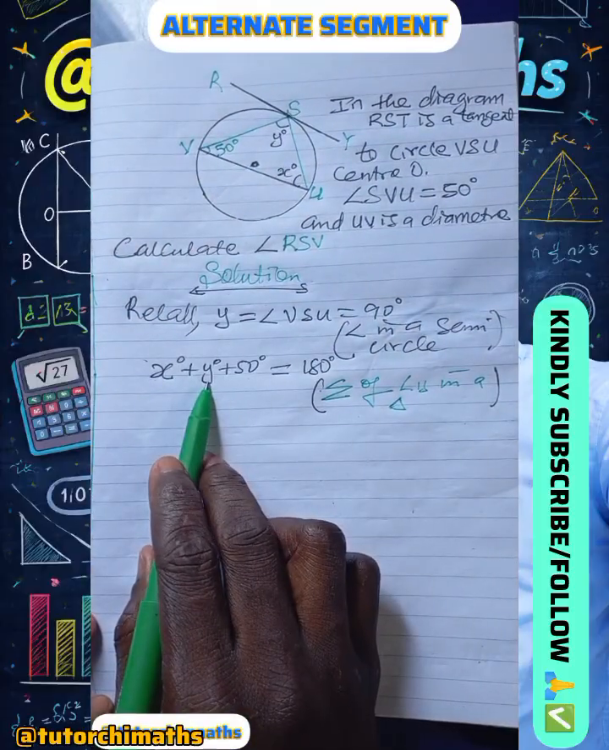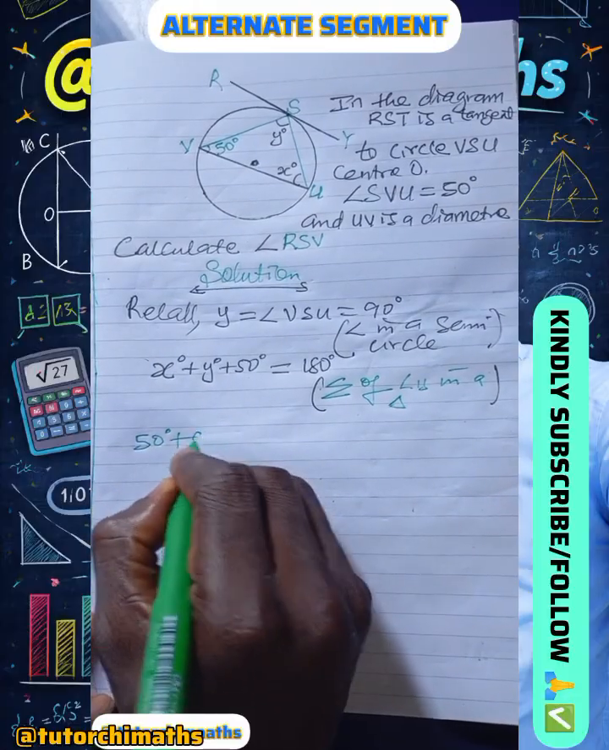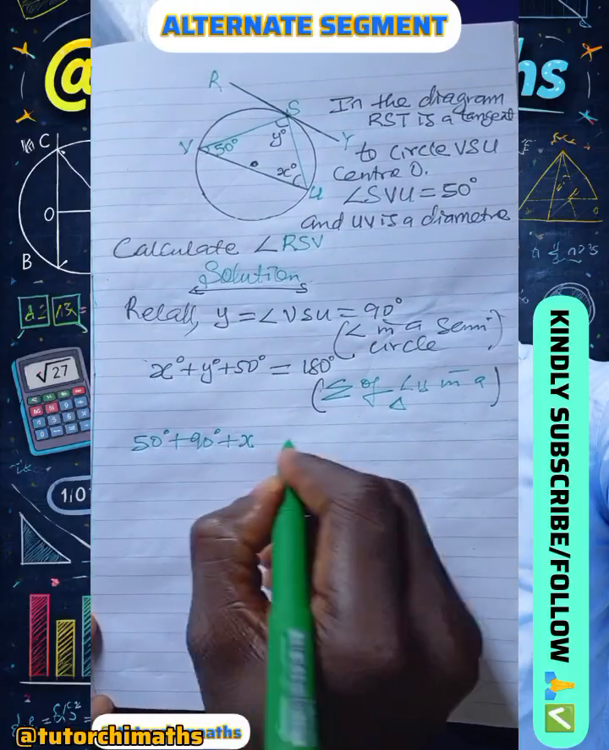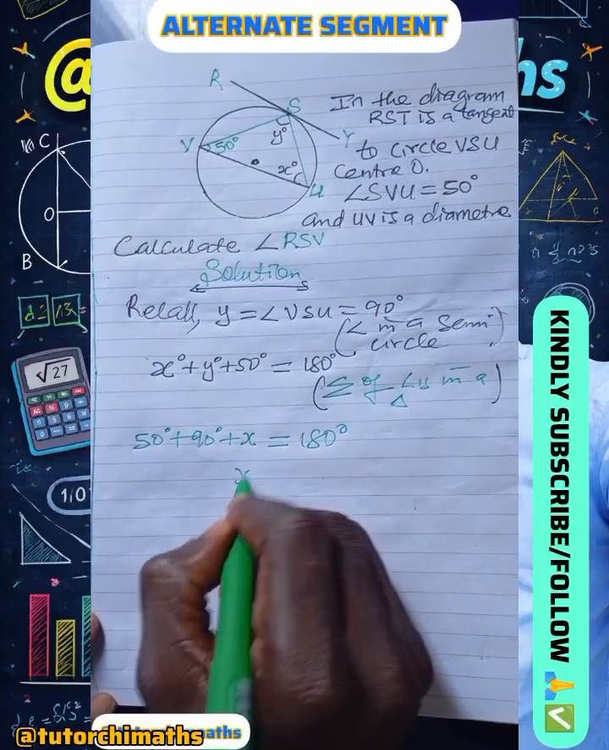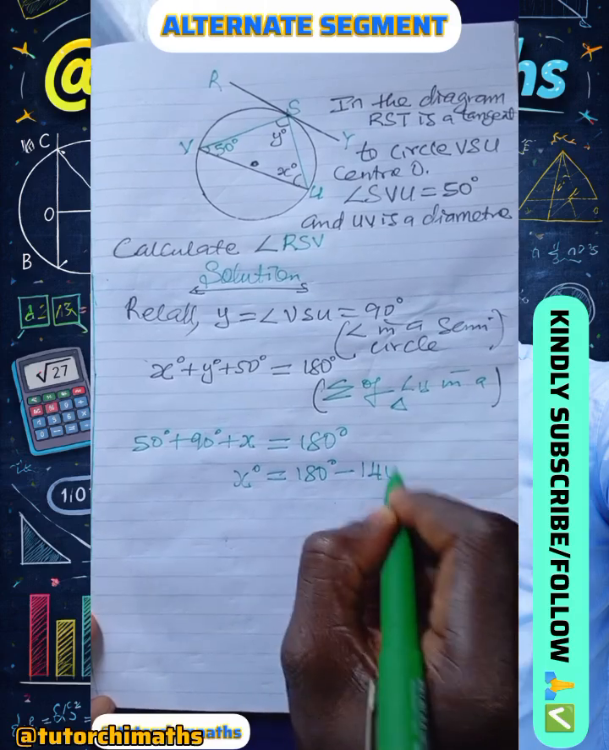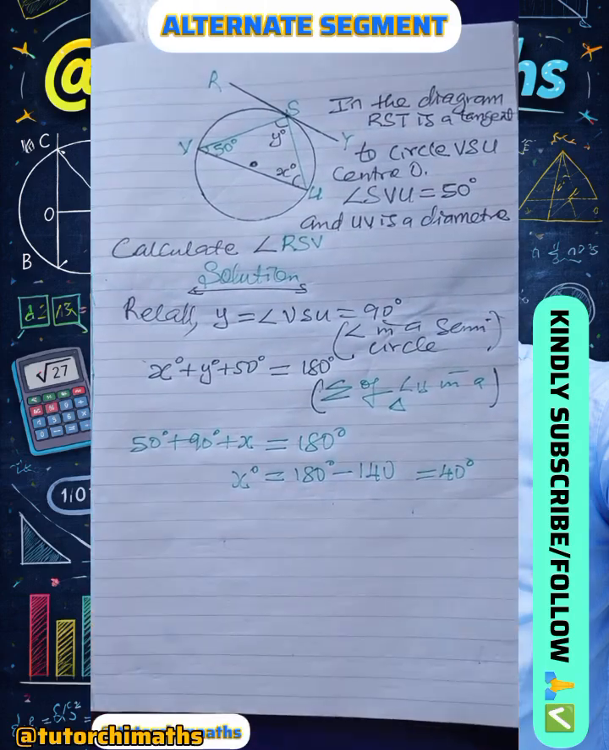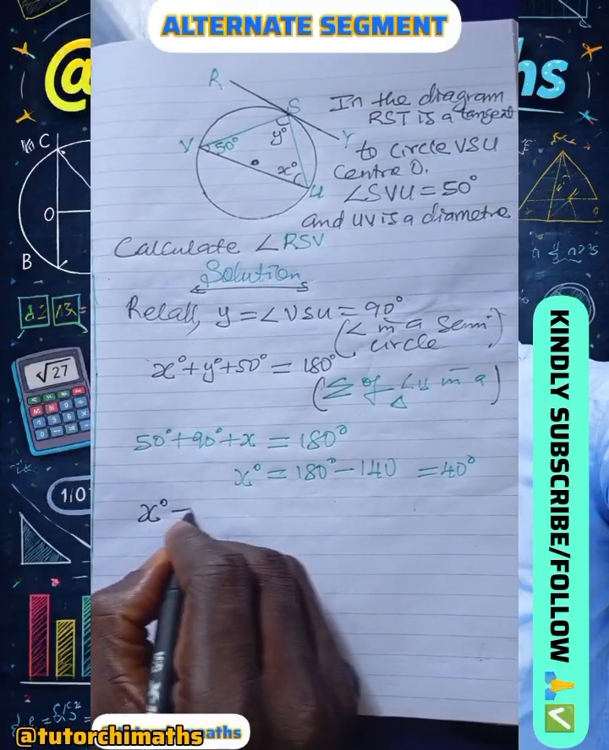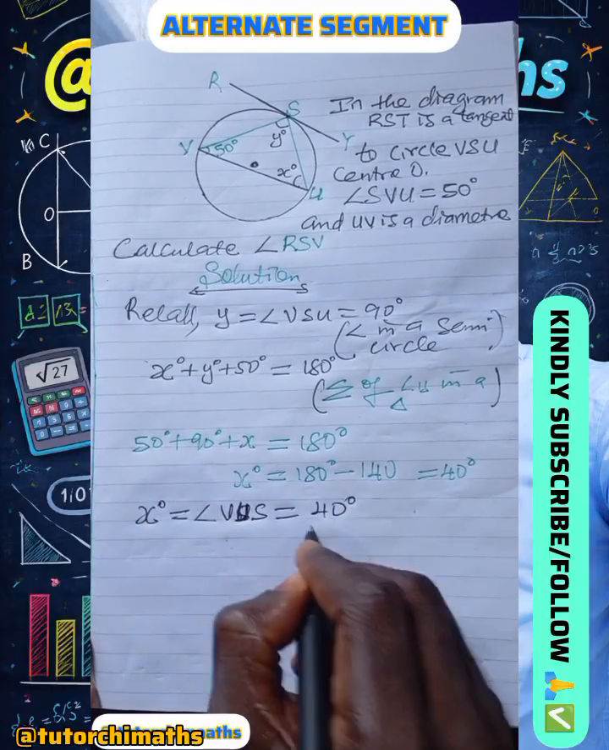Already we know Y is 90 degrees. So 50 degrees plus 90 degrees plus X is equal to 180 degrees. So X is 180 degrees minus 140, that is 90 plus 50. We have 40 degrees. So X degrees, which is angle VUS, is equal to 40 degrees.